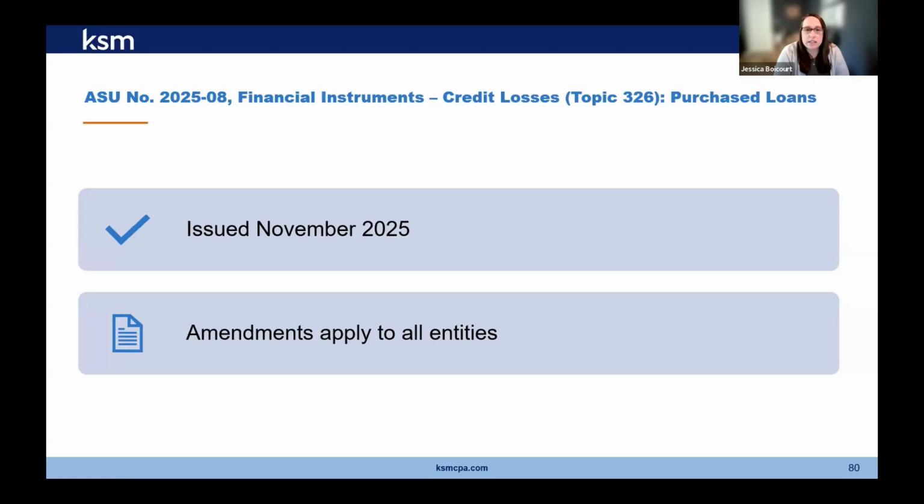So the first one is ASU 2025-08, and this is related to credit losses under topic 326 as it relates to purchased loans. So currently under the guidance, financial assets that are acquired through a business combination, an asset acquisition, or consolidation of a variable interest entity that were not a business are recorded at fair value. An allowance for the expected credit loss is separately recognized in accordance with topic 326, which you may think of as CECL when you hear that number.